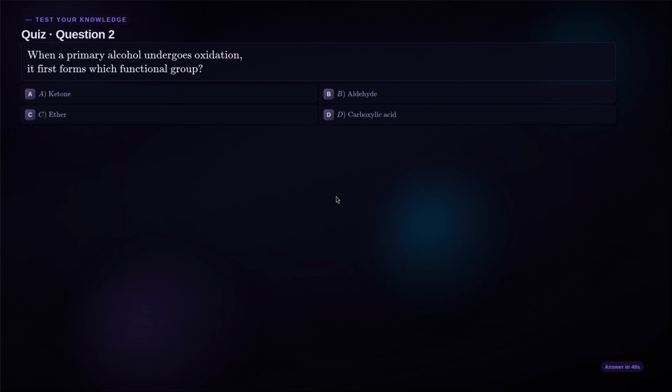The correct answer is B, aldehyde. Primary alcohols first oxidize to aldehydes. Then, with further oxidation, they become carboxylic acids.